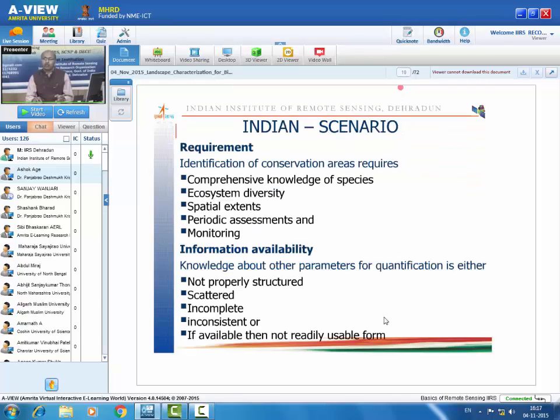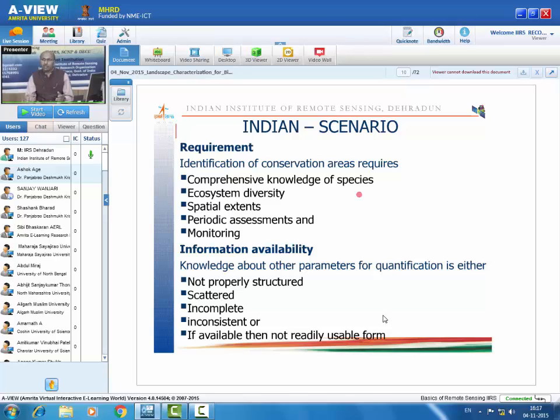That's why it's very important for us. We have different organizations in the country who are doing the survey. They have very comprehensive knowledge of species, ecosystem diversity, and their distribution, that means a spatial extent, and they also carry out periodic assessment and monitoring very regularly. So that kind of arrangement is already there. I'll give some examples here, like Botanical Survey of India, who does the plant survey, Zoological Survey of India does the animal survey. Similarly, Forest Research Institute carries out both sides of this thing. Forest Survey of India does the periodic assessment of the monitoring of the forest in our country.